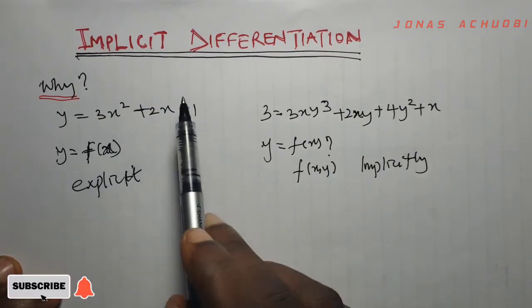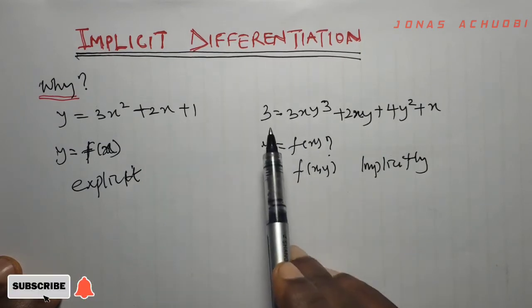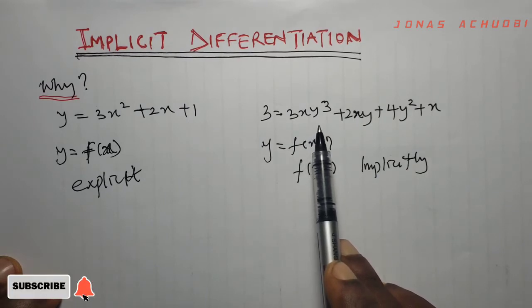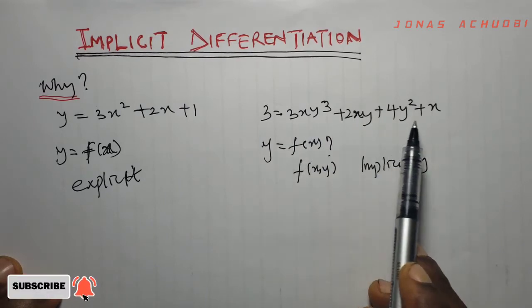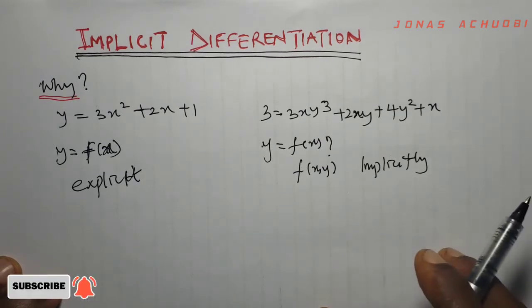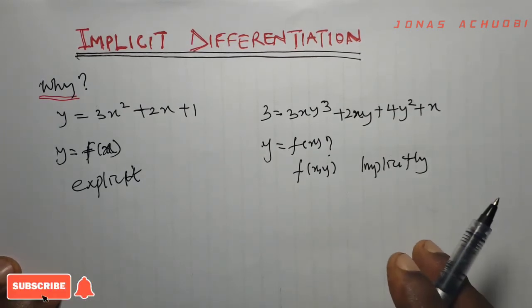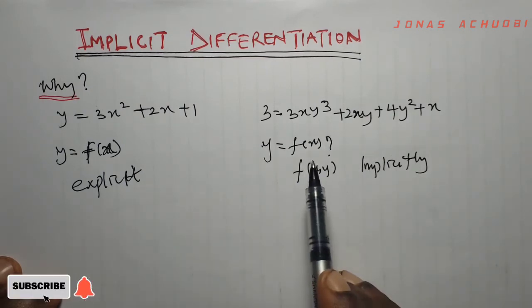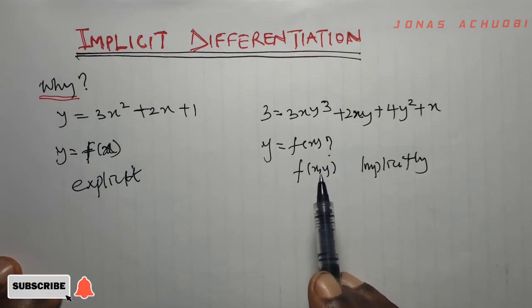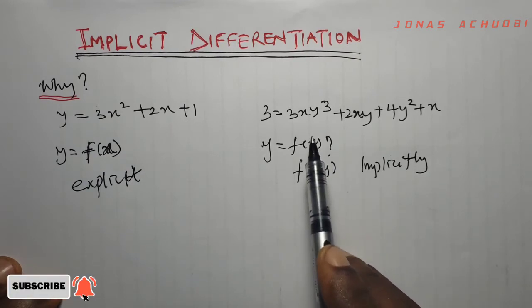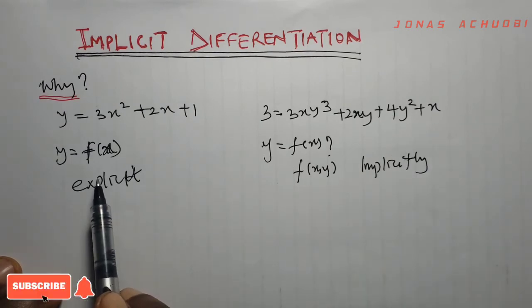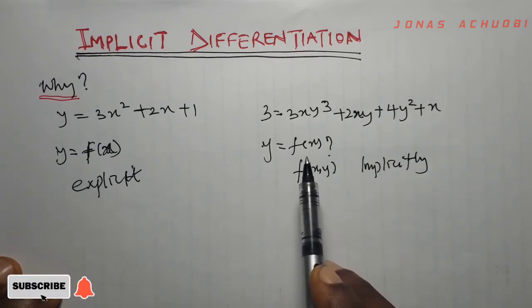So the word implicit differentiation comes from the fact that the function you are about to differentiate has a mixture of two or more variables on one side of the equation, or maybe on both sides of the equation. The next question is, is it possible to make this equation explicit? Most times it is possible, other times it is not. Of course, where it is possible to rewrite your implicit equation as an explicit one, we can go ahead and differentiate explicitly.